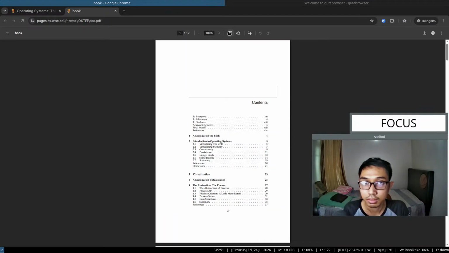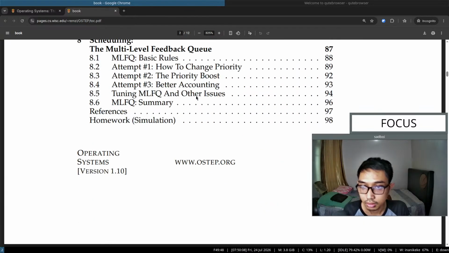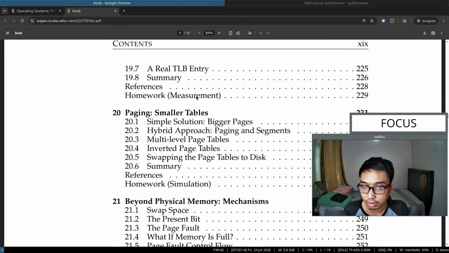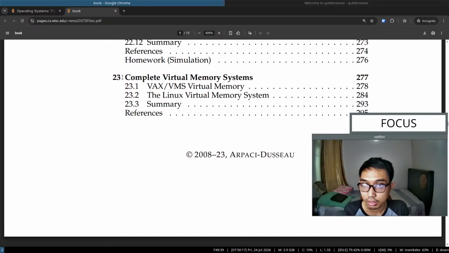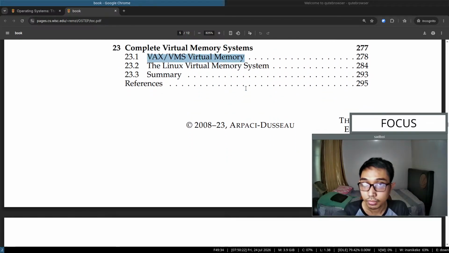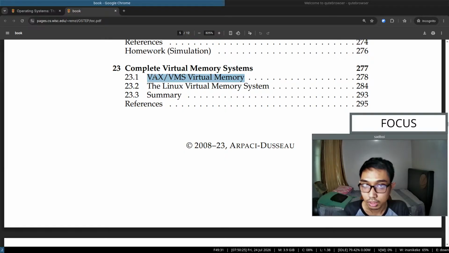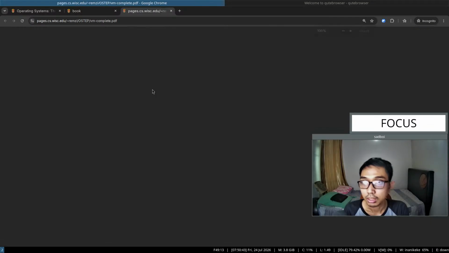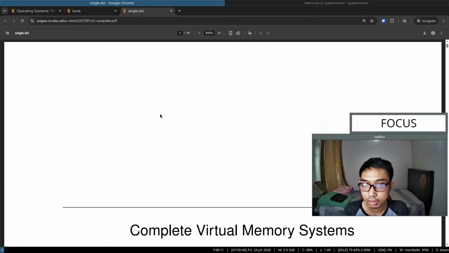Alright, we are still in chapter 23. The last session, the previous session, we took a look at VAX/VMS virtual memory, and now let's take a look at the Linux virtual memory system, 23.2. Let's check this out.